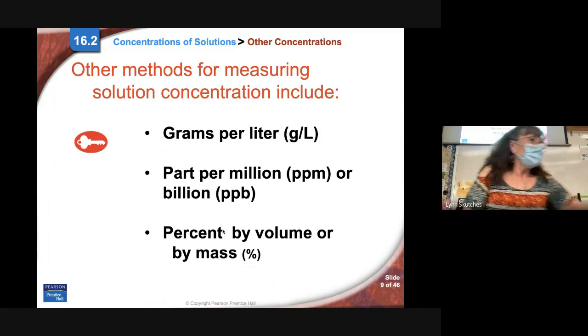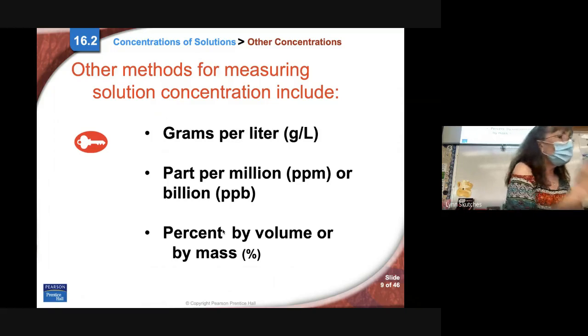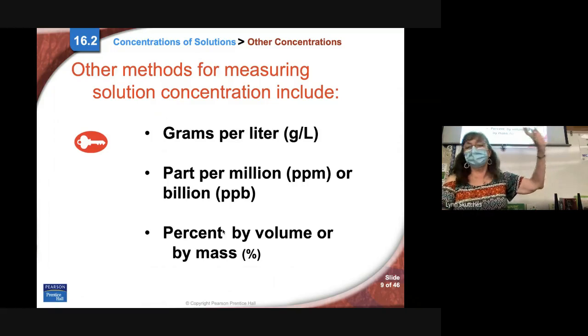So hydrogen peroxide is percent by volume. Acetic acid, aka vinegar, is 5%: 5% acetic acid, 95% water by volume. Same with isopropyl alcohol, which is 70% in most rubbing alcohol that you buy. So it's 70% alcohol, that's the solute, and 30% of it is water.